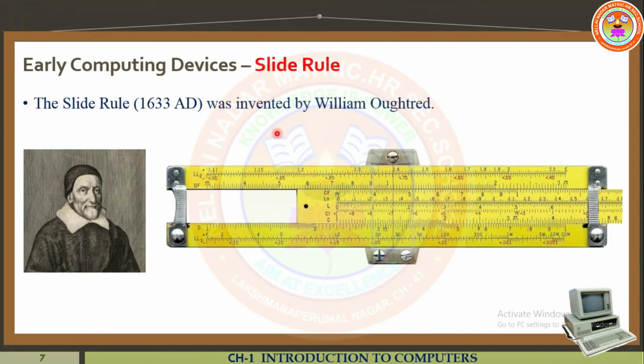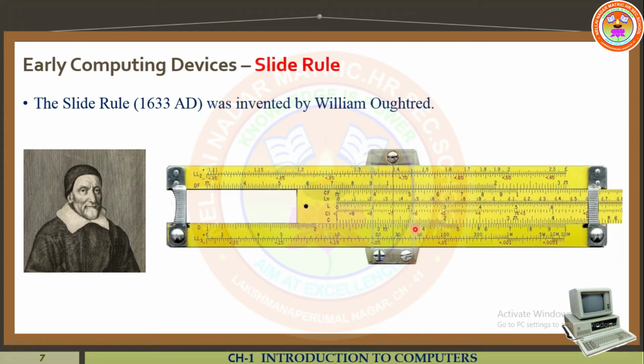Number 3, another calculating device, is the slide rule. The name is the slide rule. The slide rule was invented by William Oughtred in the year 1633 AD. So he is the person, and this is the device. What is that? Slide rule.